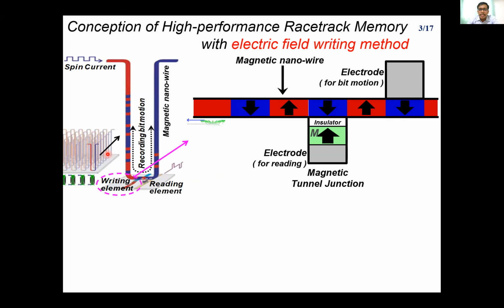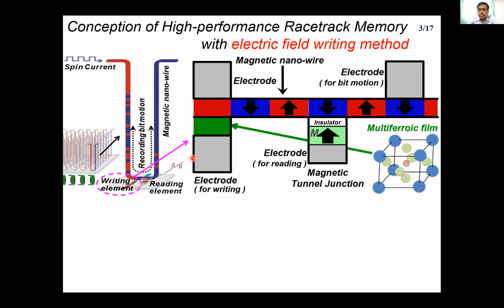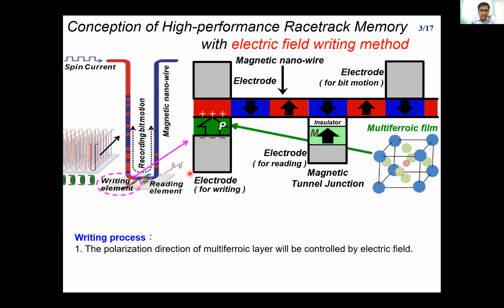And just imagine if, in place of this coil, we can use a multiferroic film, then we can solve this problem. We'll discuss how we can solve this problem by using multiferroic film. As we know, the polarization direction of the multiferroic layer will be controlled by electric field. The first point is that the polarization direction we can control by using our electric field.